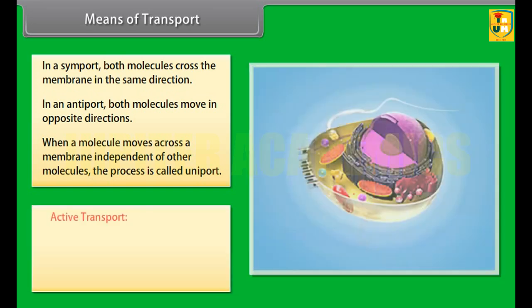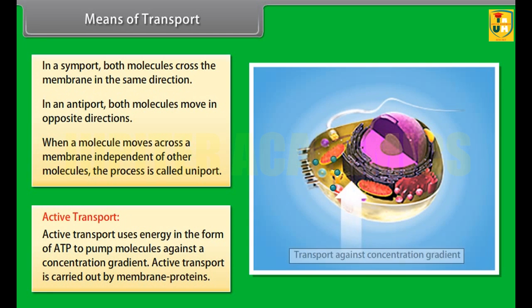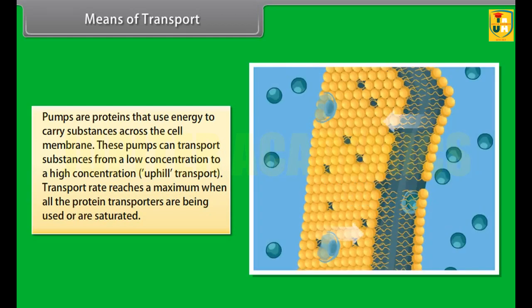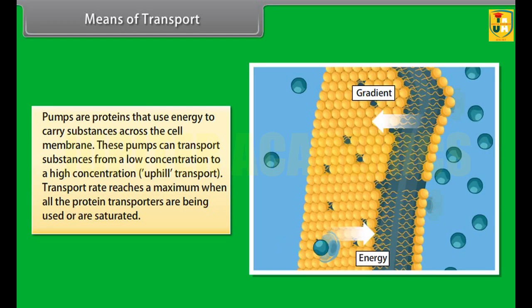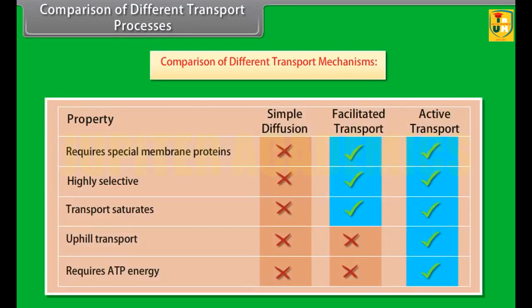Another means of transport is active transport. Active transport uses energy in the form of ATP to pump molecules against a concentration gradient. Active transport is carried out by membrane proteins. Hence, different proteins in the membrane play a major role in both active as well as passive transport. Pumps are proteins that use energy to carry substances across the cell membrane. These pumps can transport substances from a low concentration to a higher concentration, or uphill transport. Transport rate reaches a maximum when all the protein transporters are being used or are saturated. Now, let us compare simple diffusion, facilitated diffusion, and active transport.